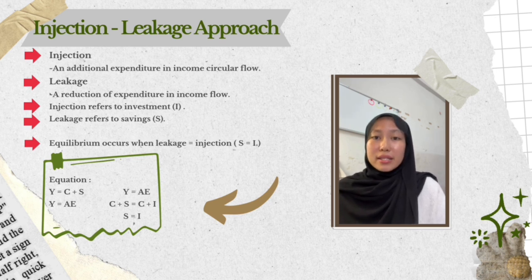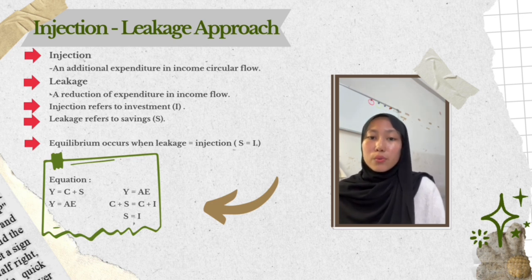Equilibrium is reached when the amount of injection equals the amount of leakage. The equilibrium condition is represented by the equation S equals I. S is saving, I is investment. When S equals I, the economy is in equilibrium. The total income in the economy neither increases nor decreases. The equation is as we can see on the side.